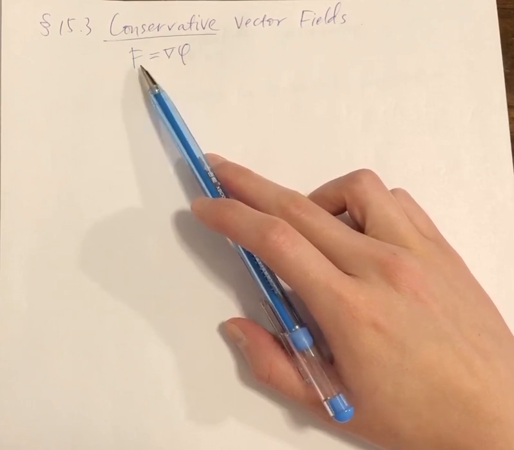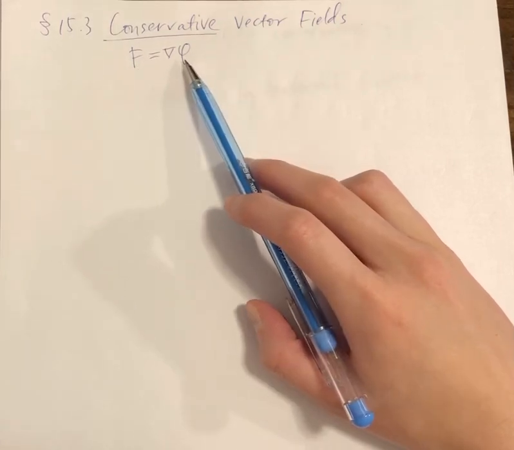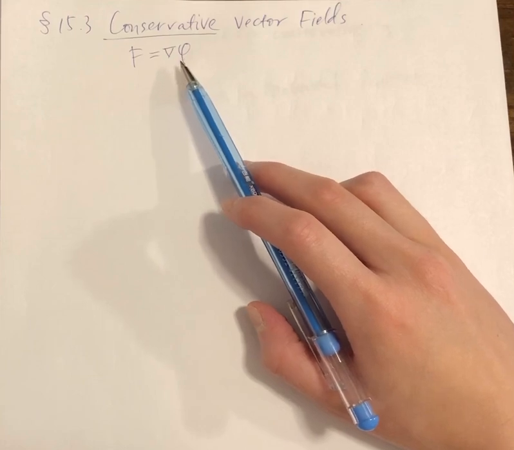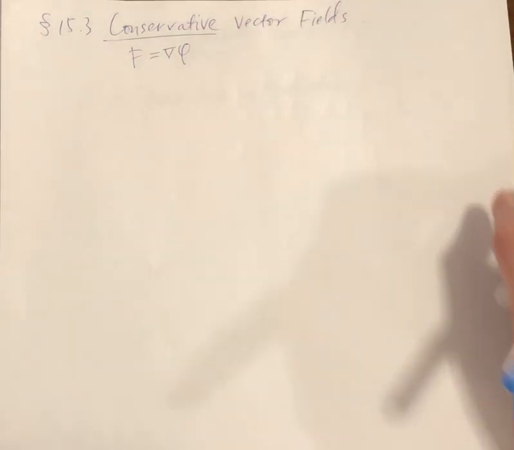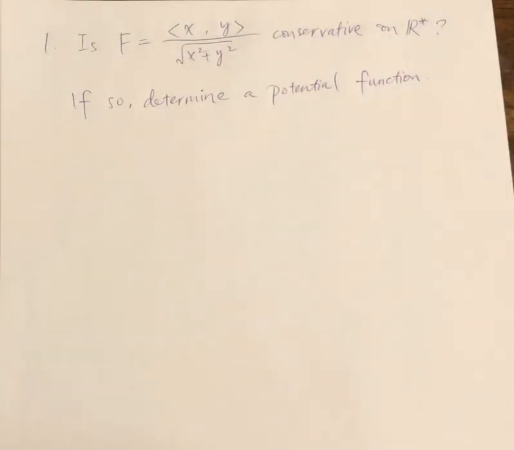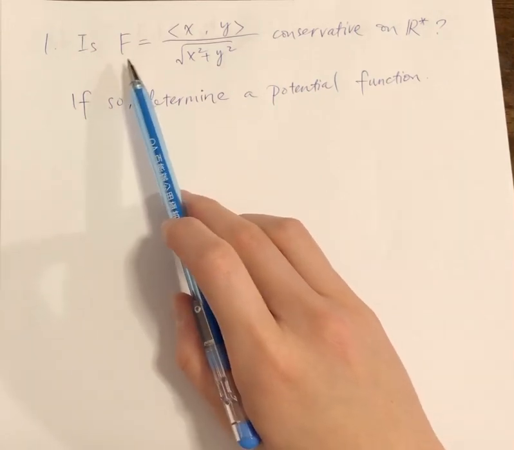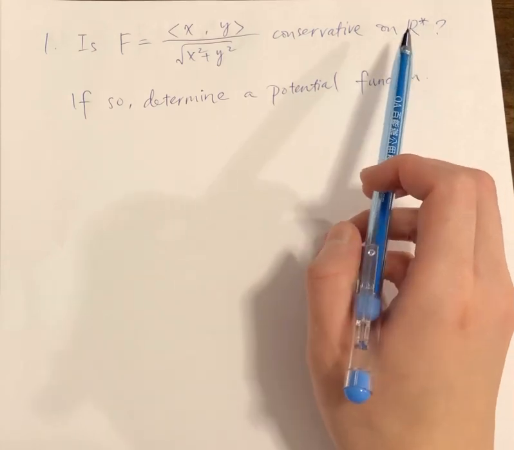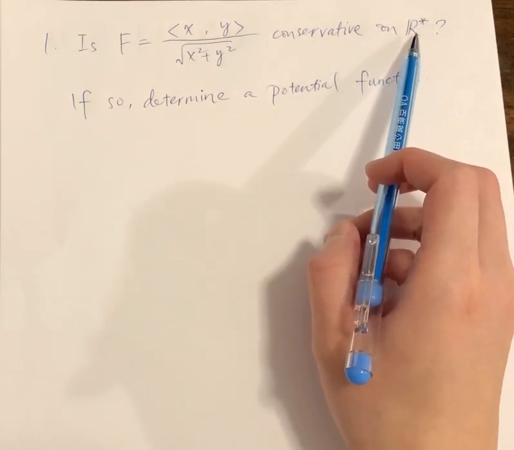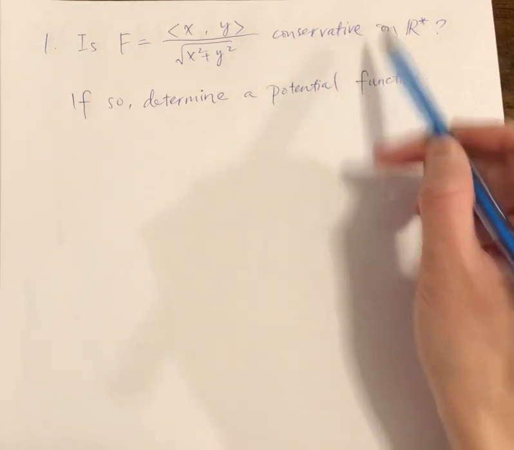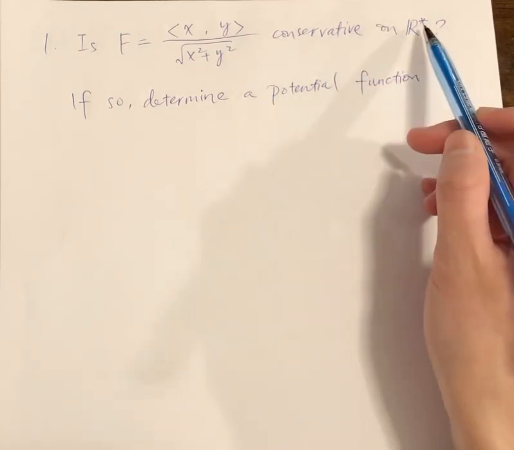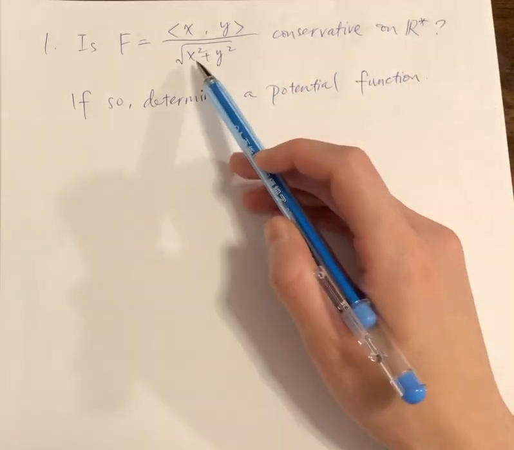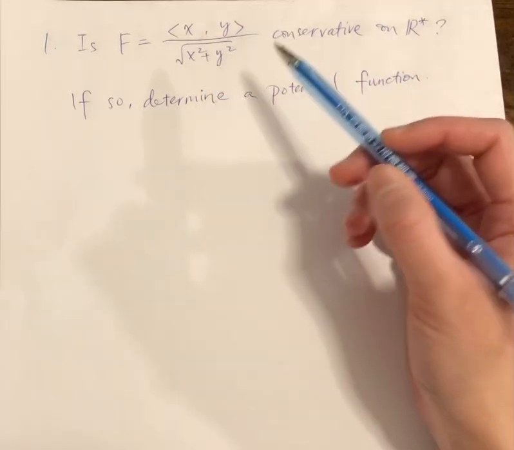So if we're given an F and we want to find out if there's any phi, we should try integrating. Keep that in mind while we do the following problem. This problem is asking, is this vector field F conservative on R star? By R star, we just mean the xy plane, but we take away the origin. The only reason we take away the origin is because x and y are in the denominator, so it shouldn't be 0.